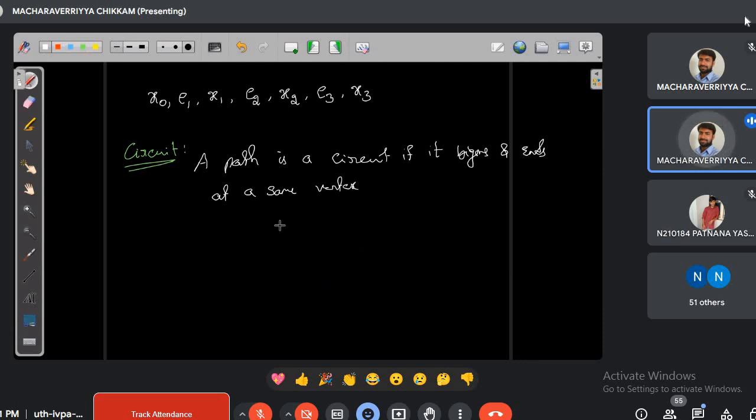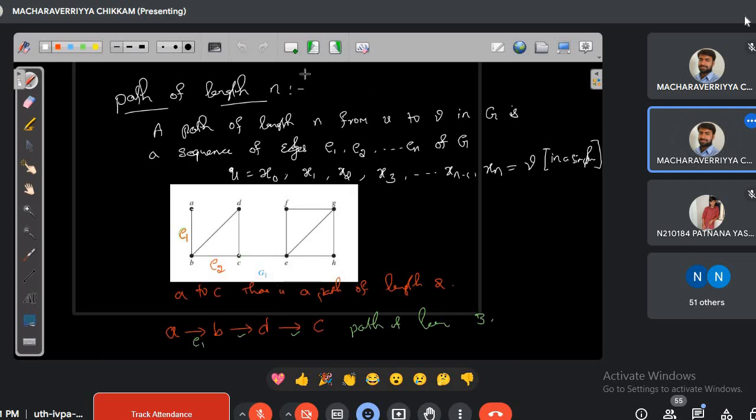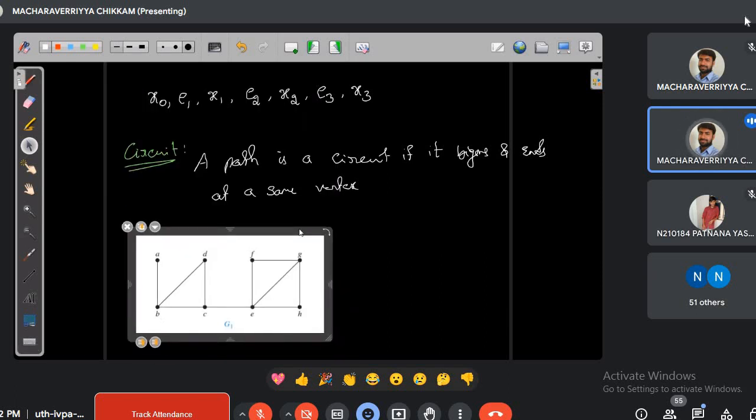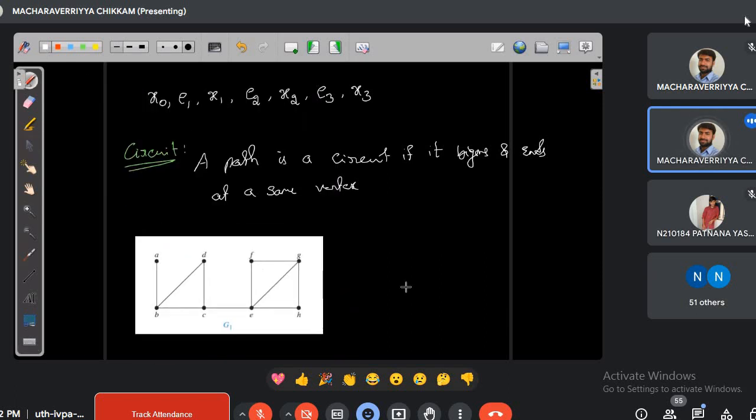Now let us see an example of a circuit. In the previous graph, let me take the same one. Here, can you see a circuit? It means a path which starts at a point and ends at the same vertex. For example, first you start at A and come to B, and from B you come back to A. That also we can say is a circuit.